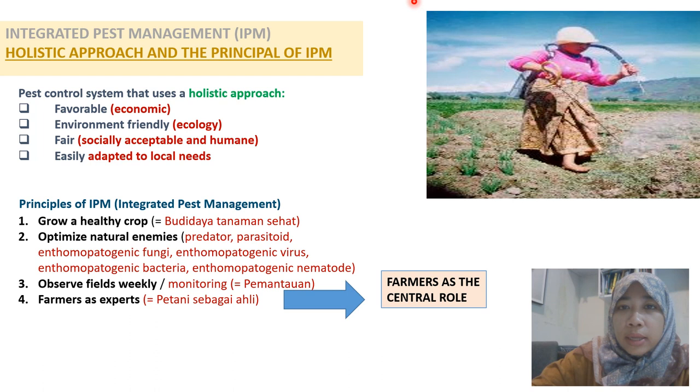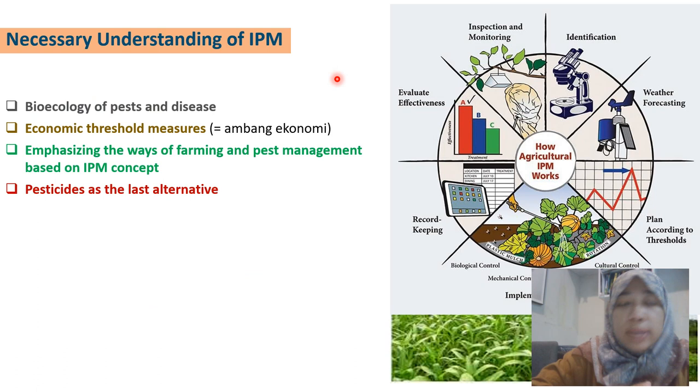And then we talk about the necessary understanding of integrated pest management. Before we control the pest itself, we should know the identification of the pest. We should know the bioecology of pests and diseases that we will deal with. For example, if we deal with an insect, we should know the order, then the family, and then the bioecology. We should know the habitat. We should know the life cycle, so we can prepare, and we can manage.